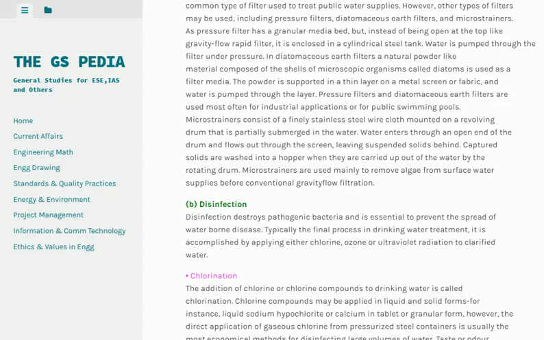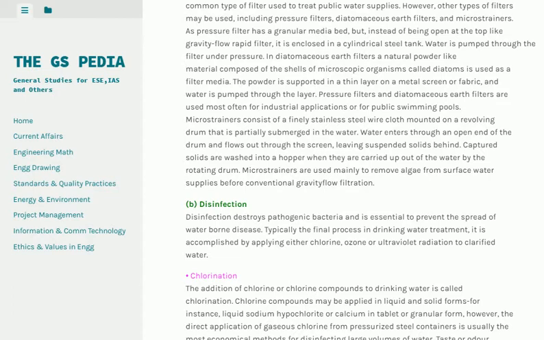Microstrainers consist of a fine stainless steel wire cloth mounted on a revolving drum that is partially submerged in the water. Water enters through an open end of the drum and flows out through the screen, leaving suspended solids behind. Captured solids are washed into a hopper when they are carried up out of the water by the rotating drum. Microstrainers are used mainly to remove algae from surface water supplies before conventional gravity flow filtration.